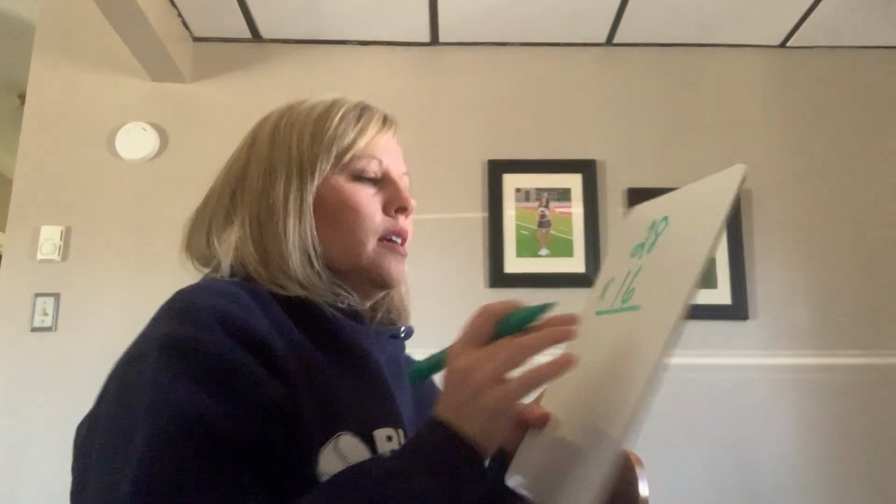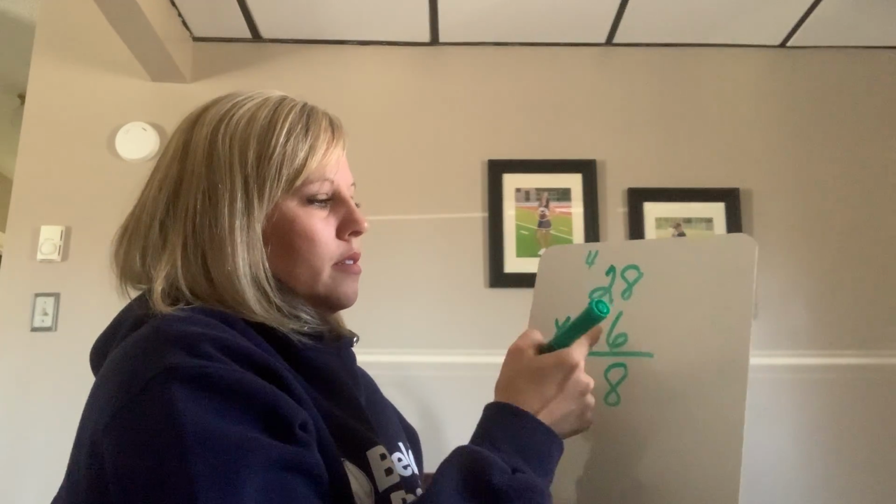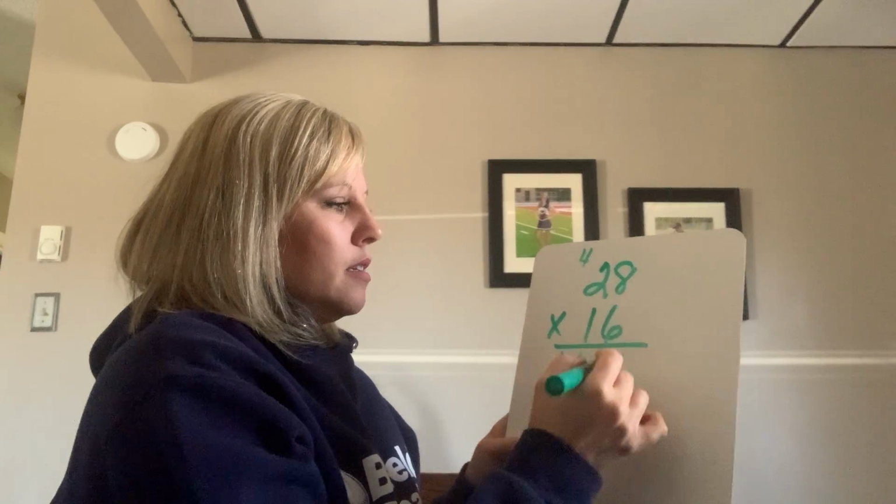Okay? Number 6, Nick bought 28 folding chairs for $16. How much money did he spend on the chairs? You would multiply 28 times 16. It doesn't say about, so we're figuring out exactly. 28 times 16. 8 times 6 is 48. 6 times 2 is 12, plus 4 is 16.